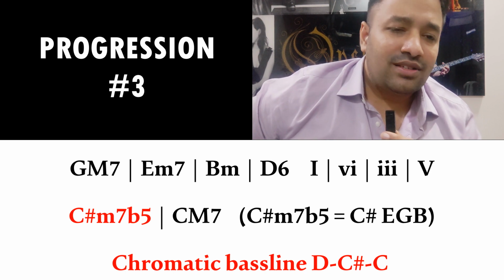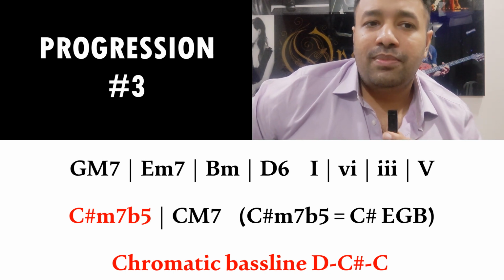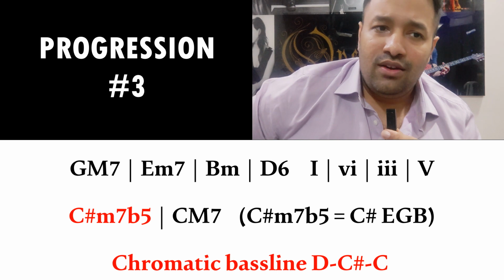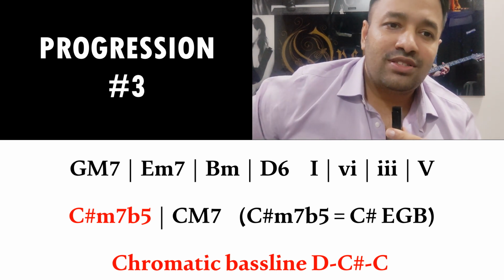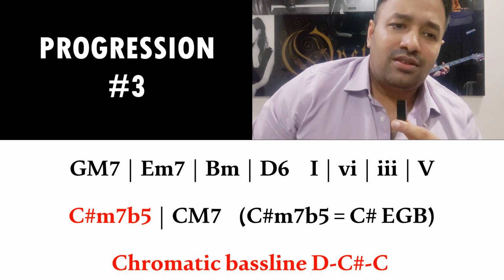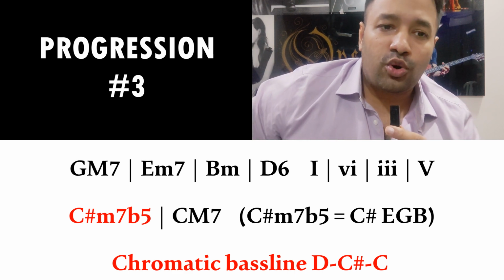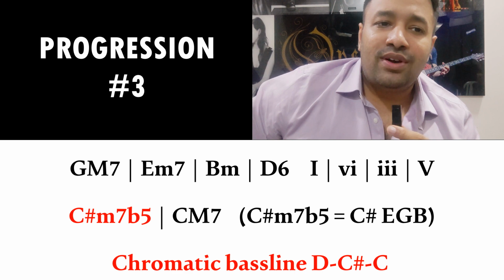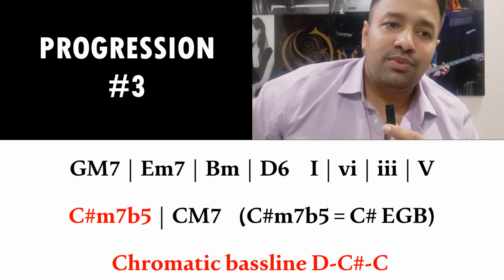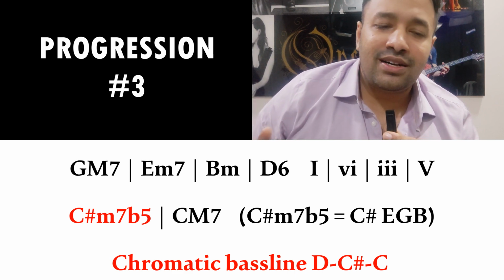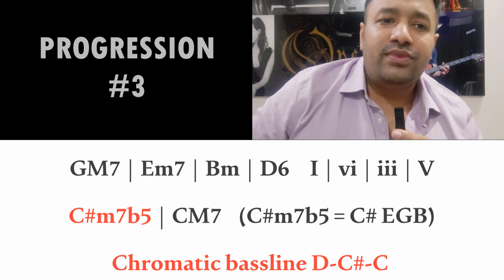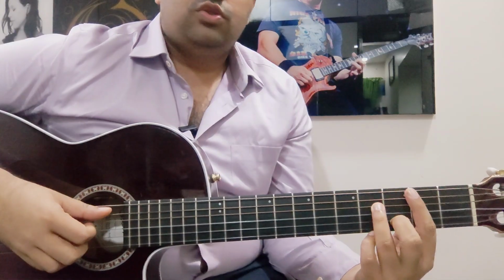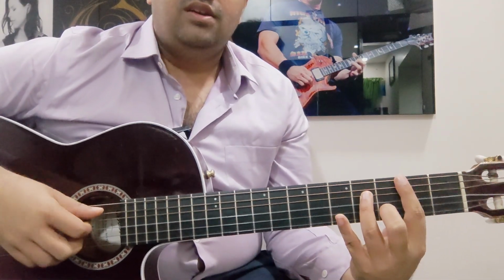And the analysis for this is very simple. If you look at the bass line starting from the D6, the D chord, we go to the C sharp chord and then the C chord. So here we have a half-stepwise motion, which is known as a chromatic bass line. That's why this C sharp minor 7 flat 5 has been used. What it does is that it temporarily introduces some tension into the chord progression, which then resolves into the next chord. So progression 4 goes like this.